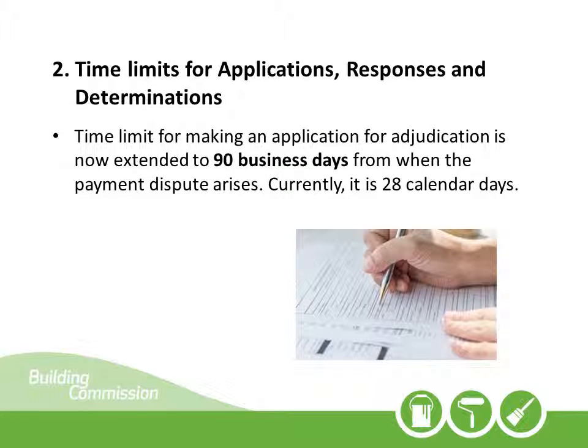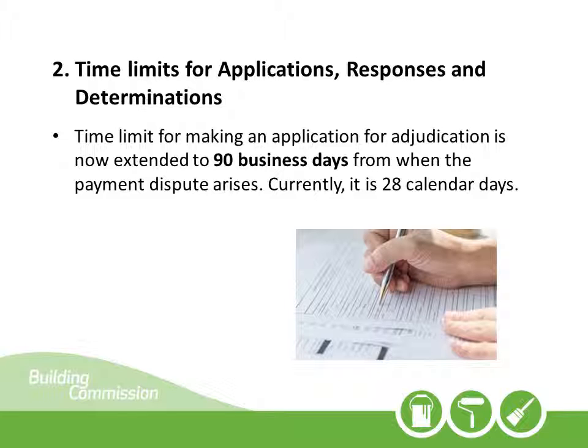By far the most significant change is to Section 26(1) of the CCA to increase the time limit for making an application for adjudication from 28 calendar days to 90 business days. This change means an application for adjudication can now be made 90 business days from when a payment dispute arises under the construction contract.